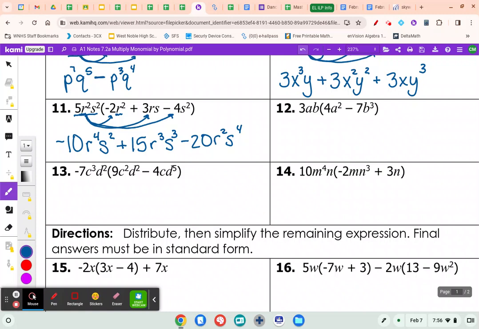All right, on 12, we distribute. We get 12, because the big numbers multiply. A to the third, 1 plus 2 is 3, and B. For the second term, we get negative 21, A, B to the fourth.